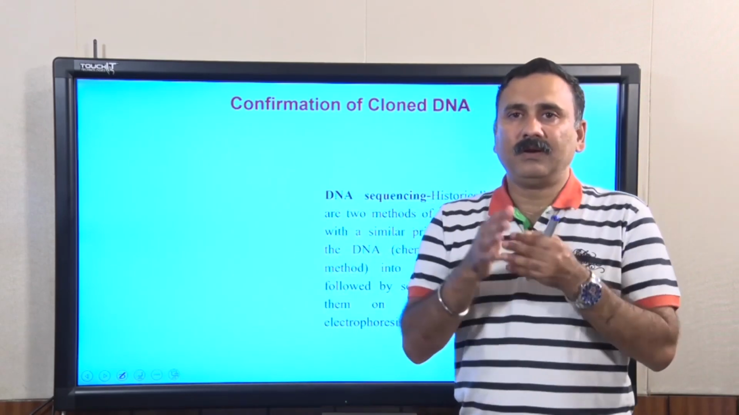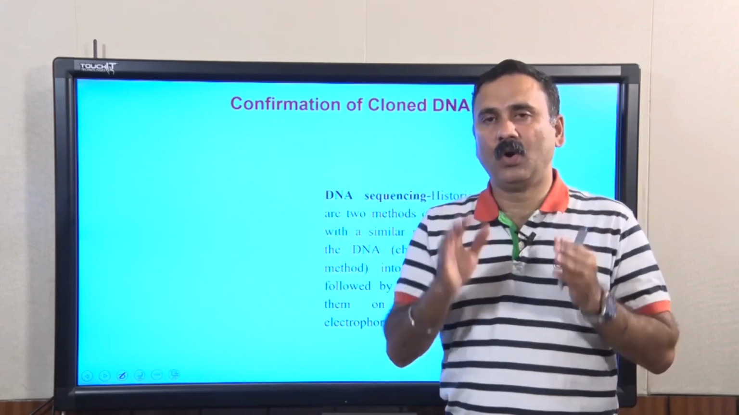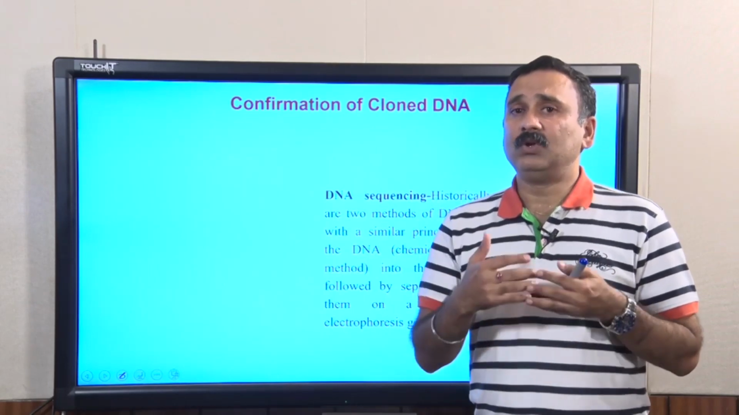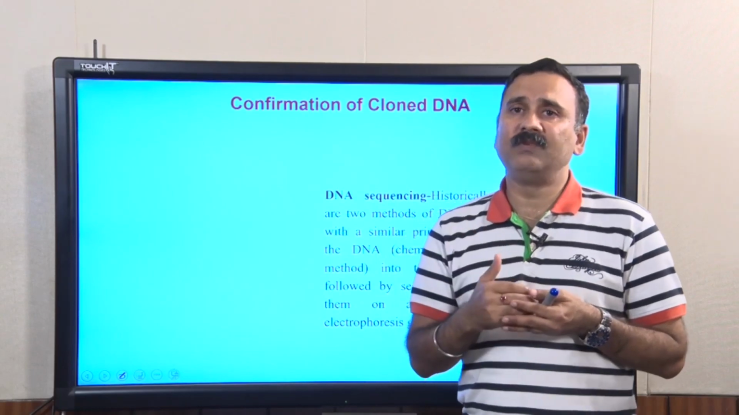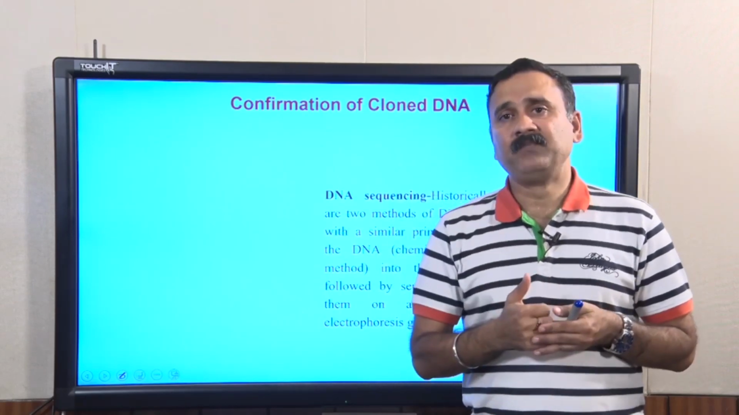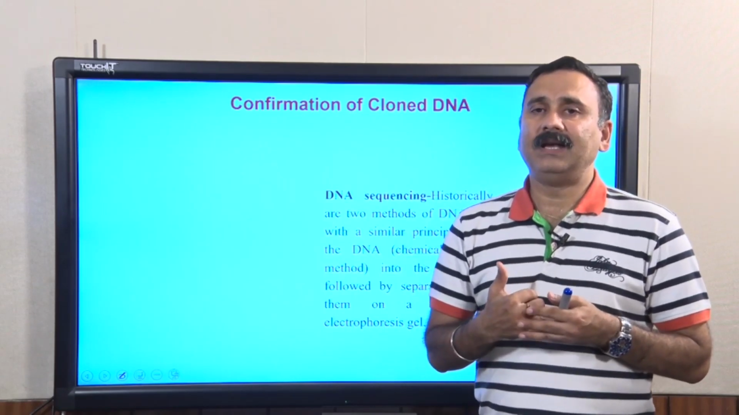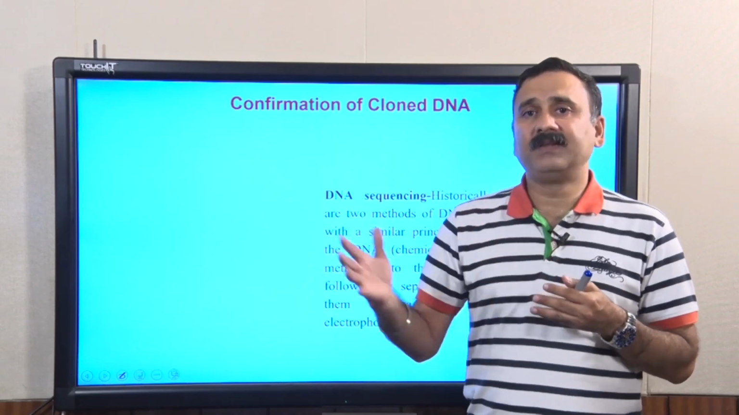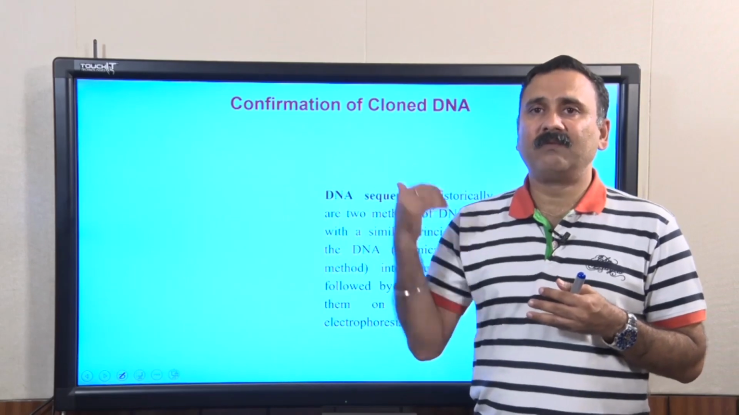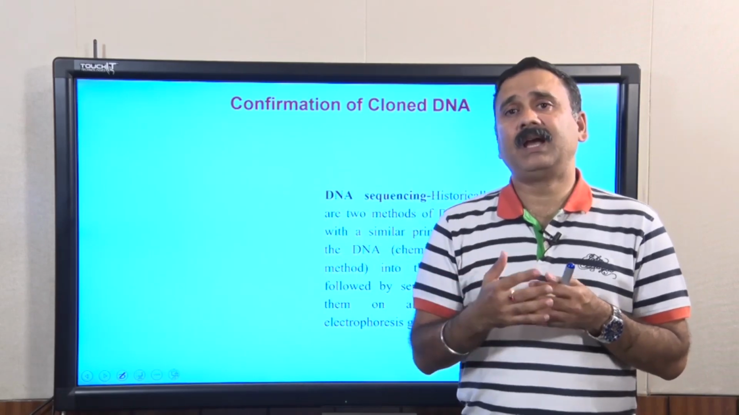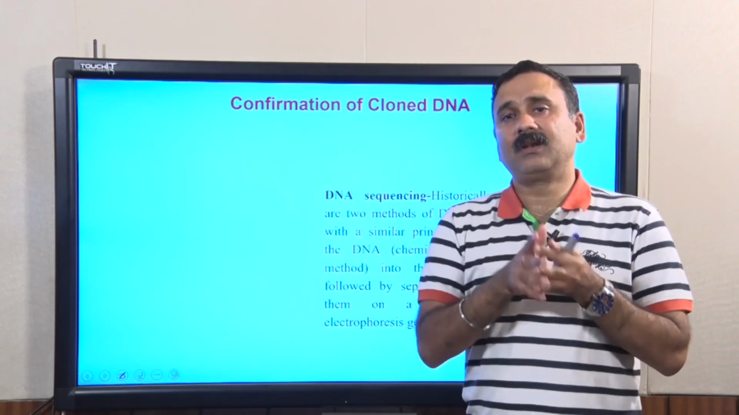And once you are sure that you have selected the desirable clones, the next step is that you have to confirm that your host contains the clone which also contains the right gene. So, for confirming the clone, you are going to sequence the complete gene to know that the foreign gene you have cloned is actually intact, it does not have any mutations and it is actually in the right frame.